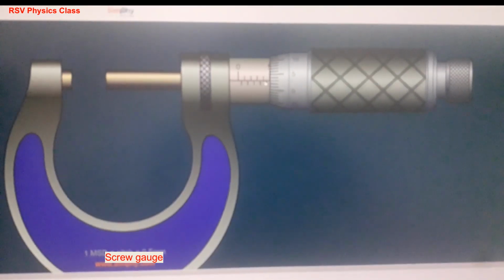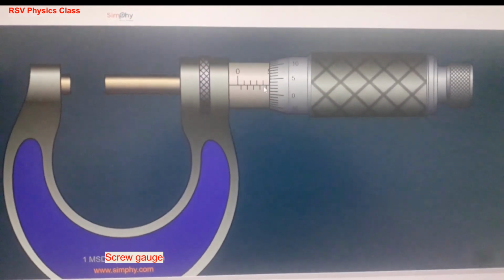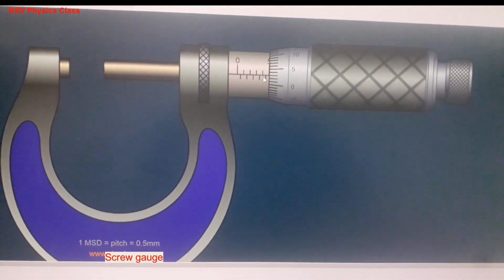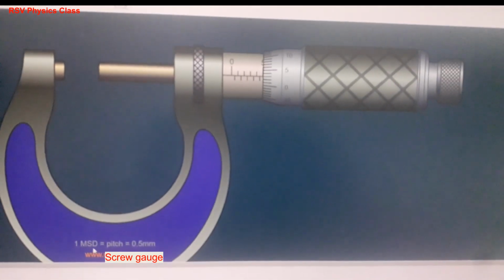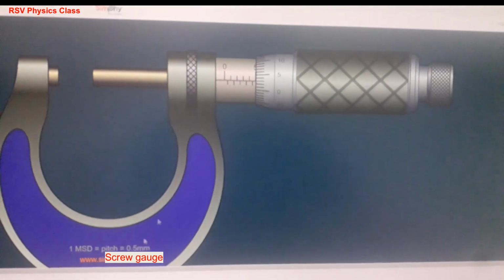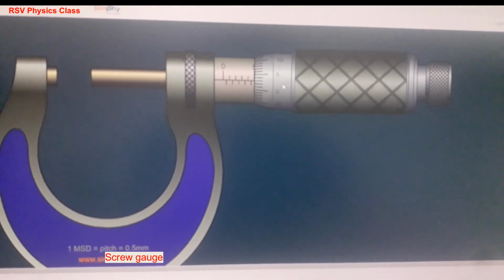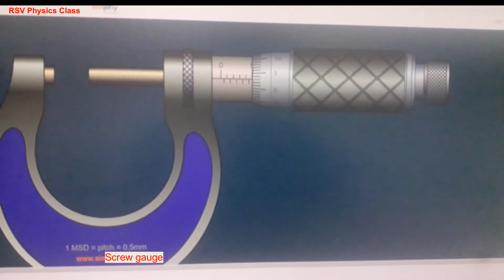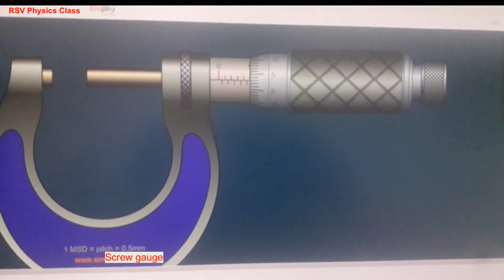Then it goes to the next 0, that means 0.5 mm, it is crossing, no? So 0.5 mm is the distance this scale moves along the main scale. So one main scale division is equal to 0.5 mm. So this pitch is 0.5 mm, and it is moving 50 divisions. So pitch is 0.5 mm divided by 50. So least count is 0.01.